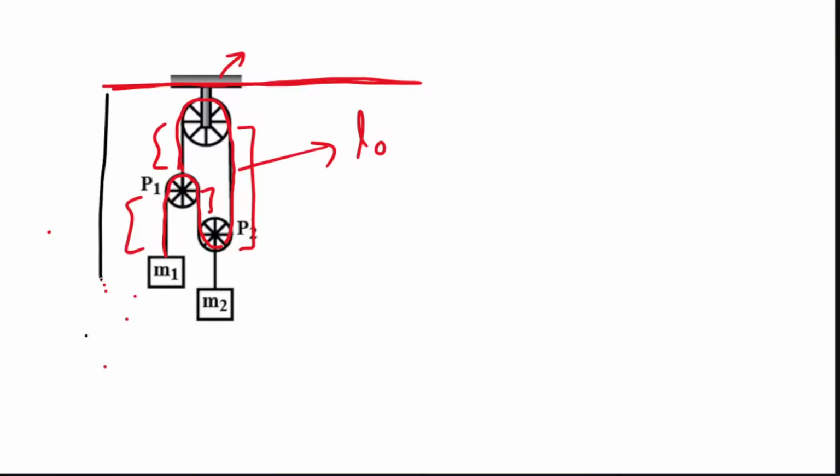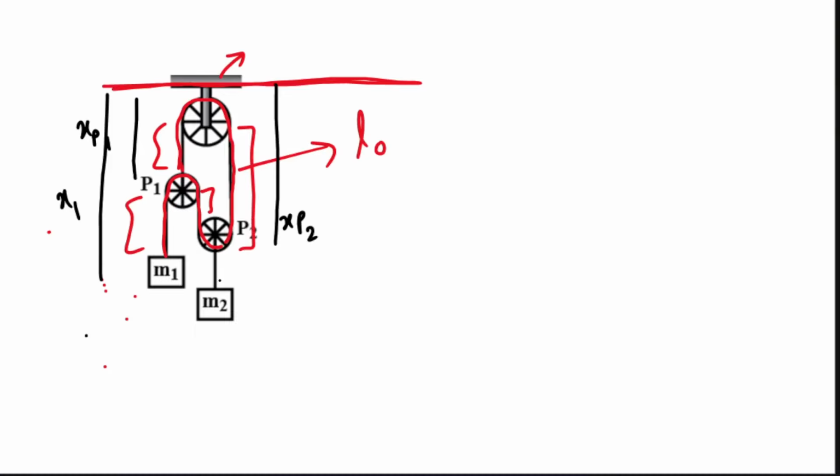This string has a constant length. Let's say its length is L0. So whatever motion is happening, this segment will change, this segment will change, this will change such that total length of all these segments will add up to L0, right? So at any time t, let us say m1 is at a distance x1 from here, and let us say P1 is at distance xp1 from here. Okay, and similarly let us say at any instant P2 is at distance xp2.